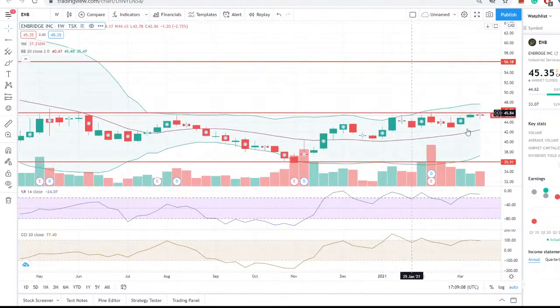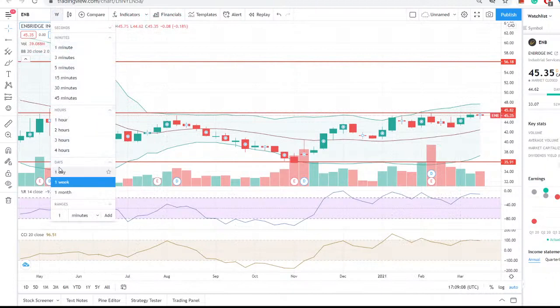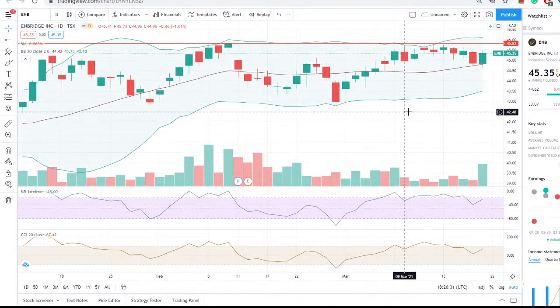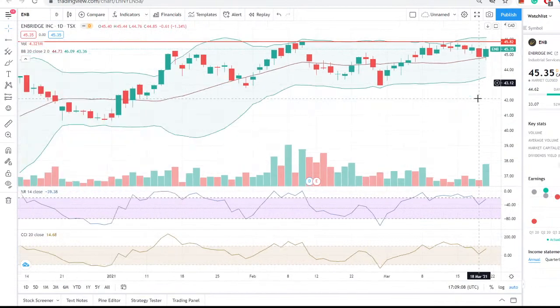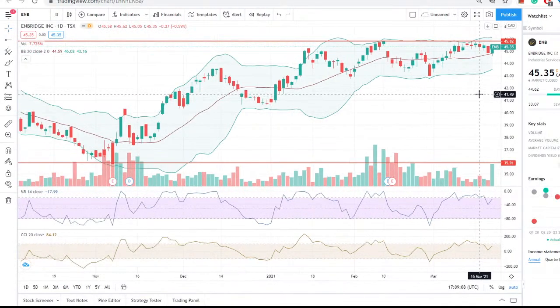Very true. Now take it on a daily chart and you see the same thing, because it takes about 9 weeks to climb up.